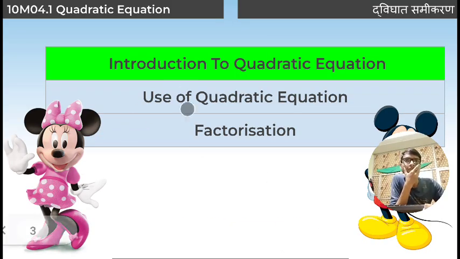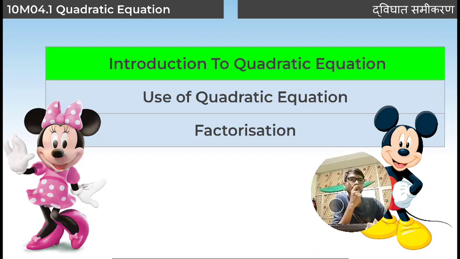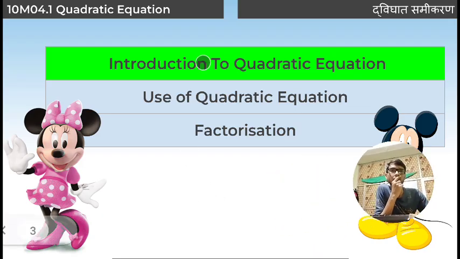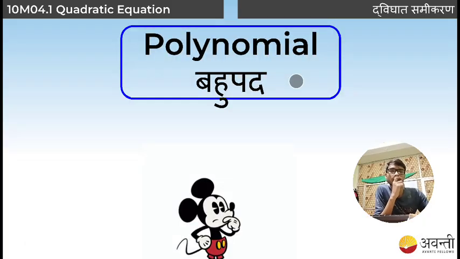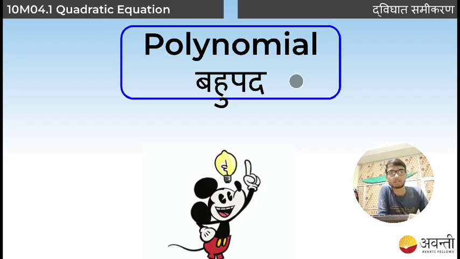In quadratic equations, first of all we will understand the introduction to quadratic equations, then the use of quadratic equations, then factorization. So let's see this: polynomial. Poly means many, nomial means term, many terms. Polynomial means there are a lot of terms in an algebraic expression with a degree.